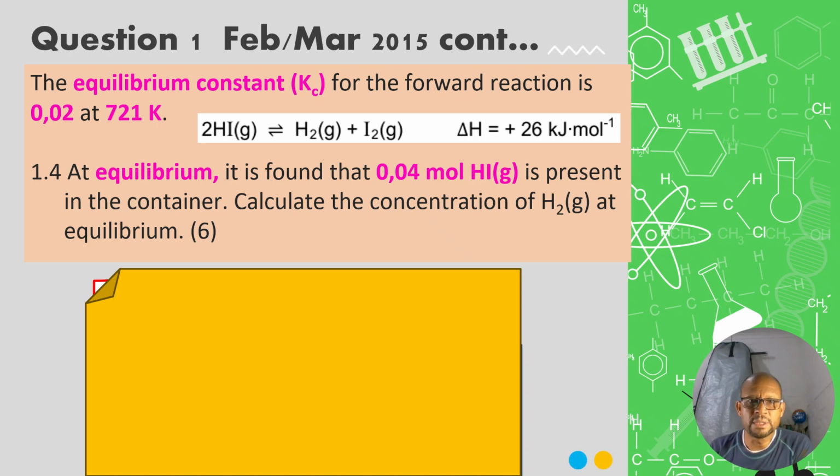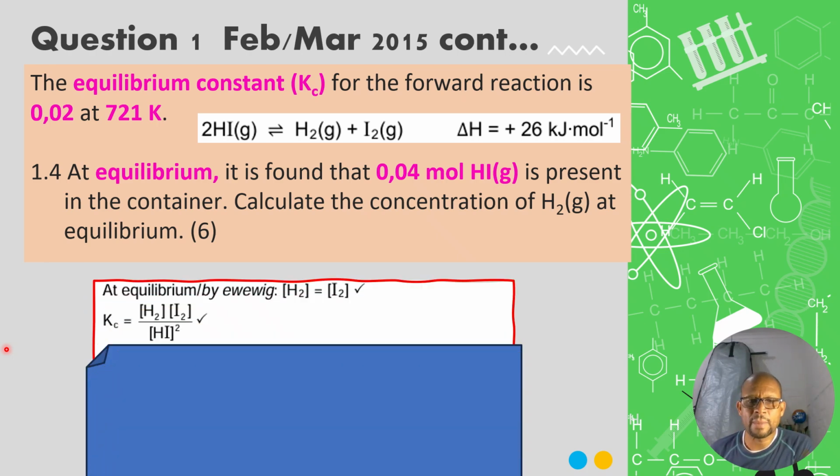Now, this question is 1.4, and here we're going to do a bit of a calculation. The equilibrium constant Kc for the forward reaction is 0,02 at 721 Kelvin. Now, the equation I've put in here so that we can just refer back to it. And they say 1.4, at equilibrium, it is found that 0,04 mole hydrogen iodide is present in the container. And I want you to calculate the concentration of the hydrogen gas at equilibrium. And that's for 6 marks.